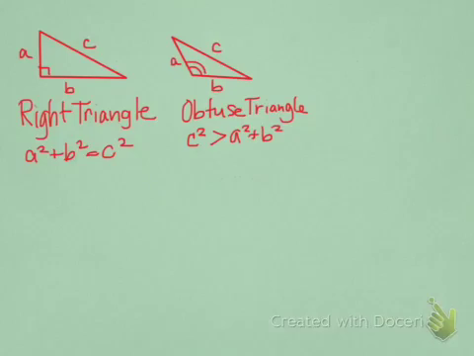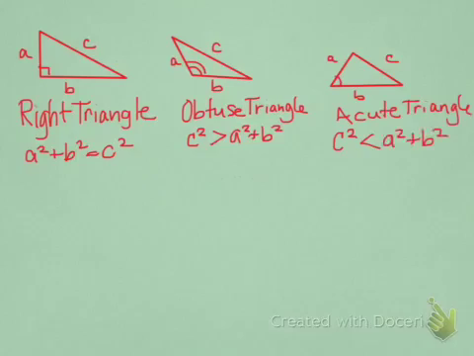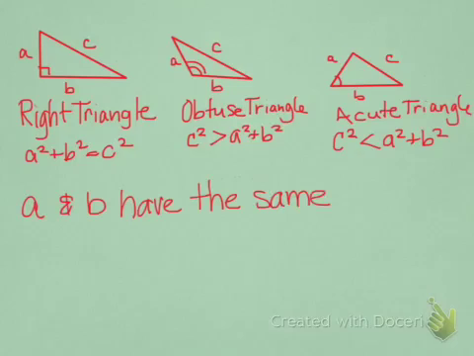And we know that if we have A squared plus B squared, that's actually going to be smaller than C squared. Or if you put it the other way around, the hypotenuse squared is going to be bigger than A squared plus B squared. And then on the last example, we have an acute triangle. So C squared is going to be smaller than A squared plus B squared. We're going to go through and talk about each of these so you'll understand it.